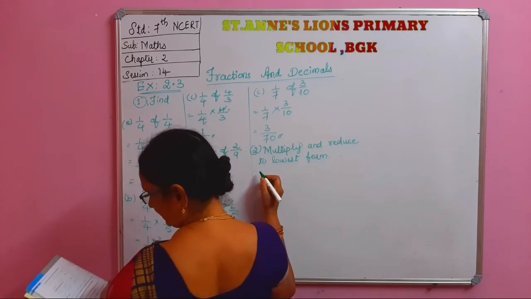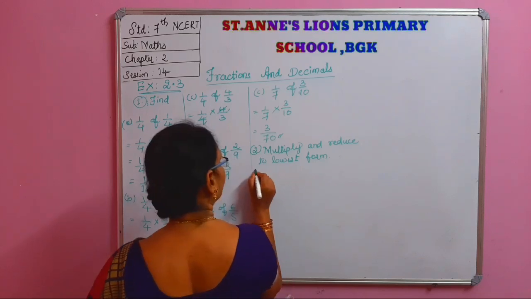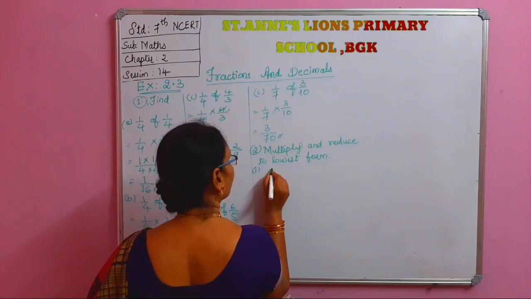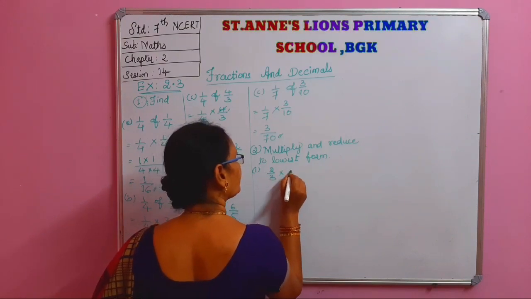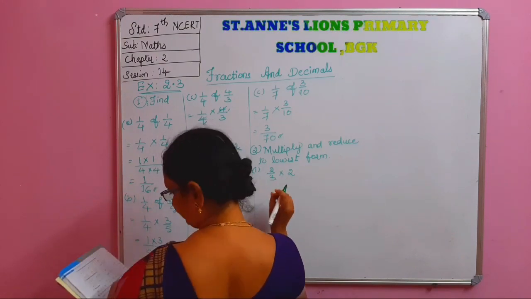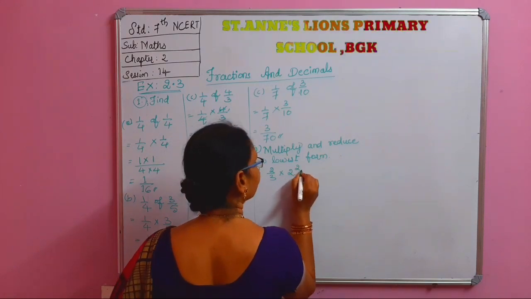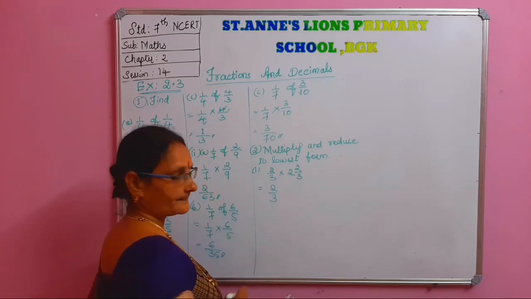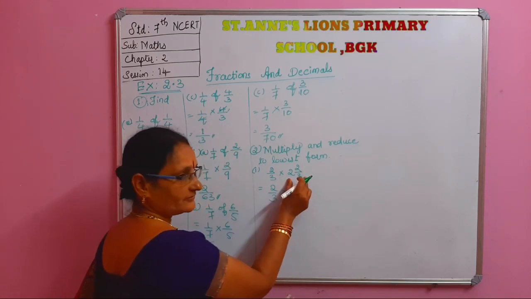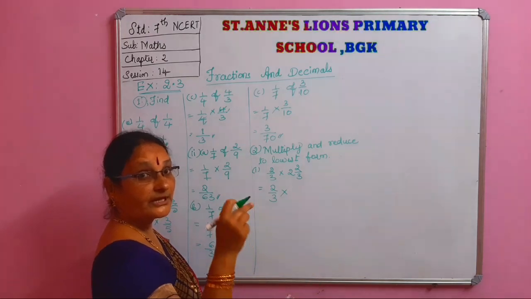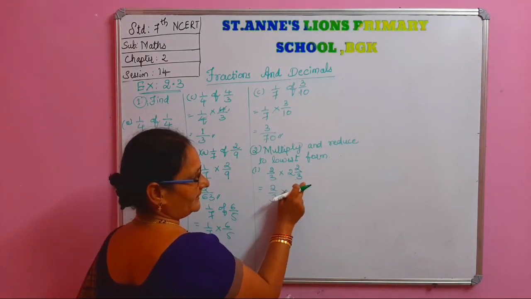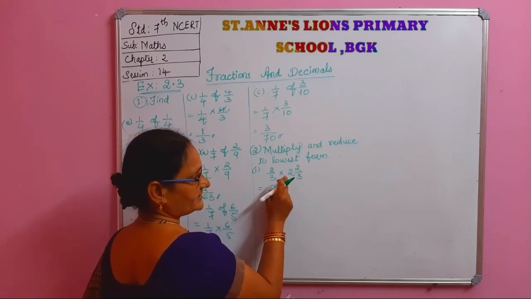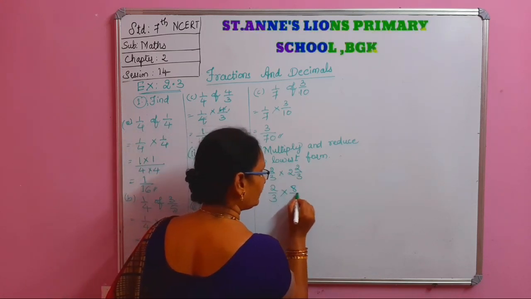Multiply and reduce to lowest form. In that, the first one: 2 by 3 into 2 integer 2 by 3. See, 2 by 3 first you write as it is into, this is a mixed fraction. First we have to convert it into an improper fraction. How? This 2 multiplication, the product we are getting here, we have to add to this. 3 2s are 6, 6 plus 2, 8 by 3.